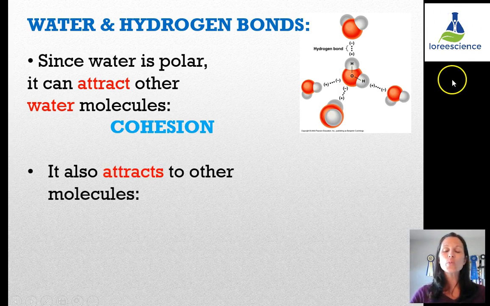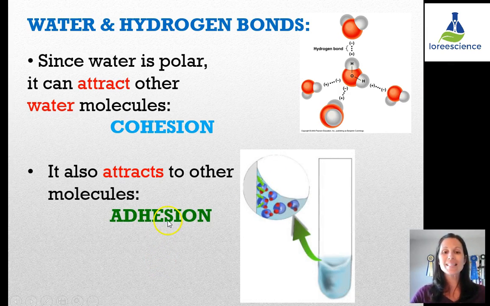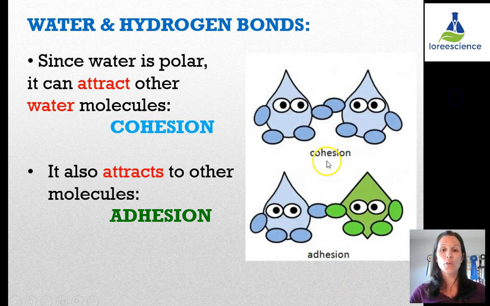Well, water can also attract to other molecules via hydrogen bonds. This is known as adhesion. If you've ever walked home on a rainy day and you've had water kind of climb up the bottom of your pants, that's water adhering to your pants. So you see it sometimes in test tubes. It adheres to the side of the glass, forming the meniscus. Adhesion is between different molecules. So cohesion, two water molecules. Adhesion, water and another molecule, hydrogen bonding.